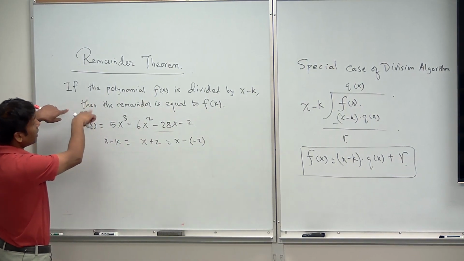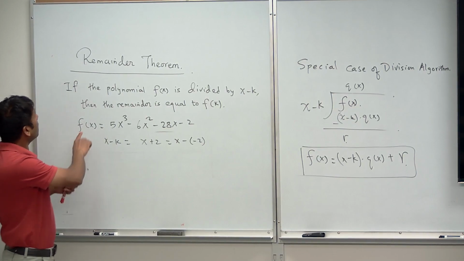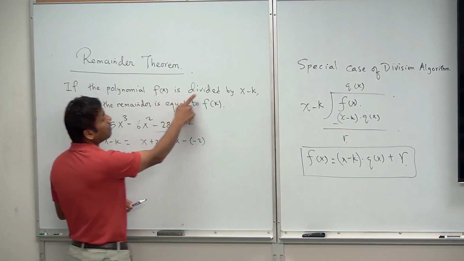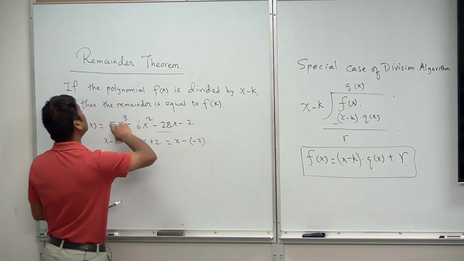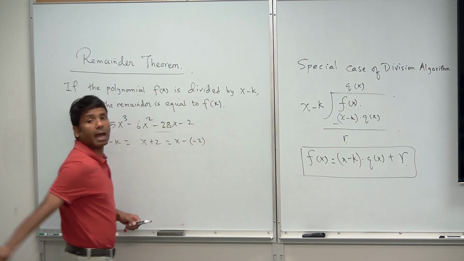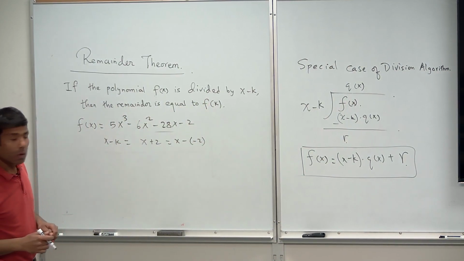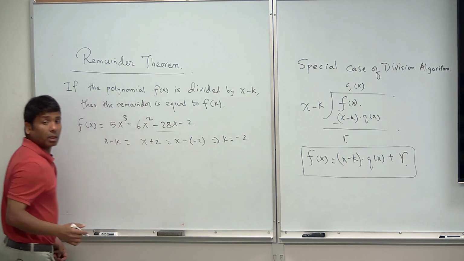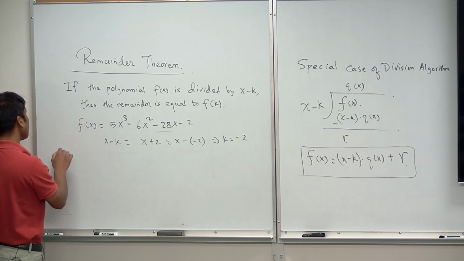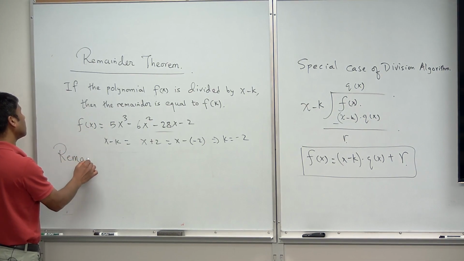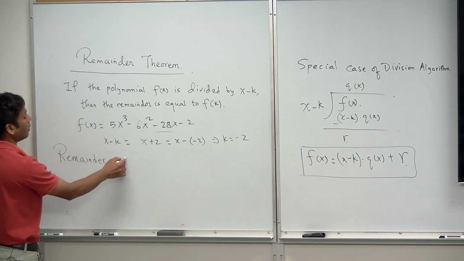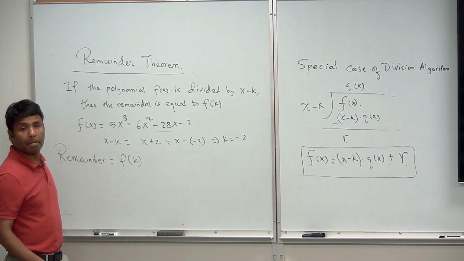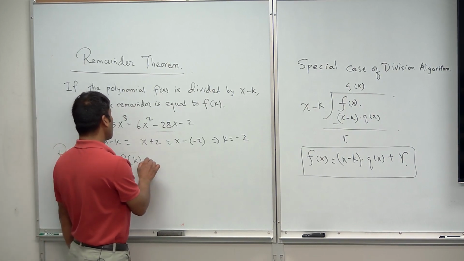So now look here. If you use the remainder theorem, according to the remainder theorem, if the polynomial f(x) is divided by x minus k, then the remainder is equal to what? f(k). Right? What is the value of k here? Negative 2. Is that right? If we apply the remainder theorem, your remainder is equal to f(k).